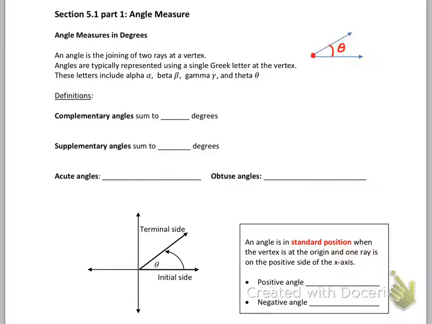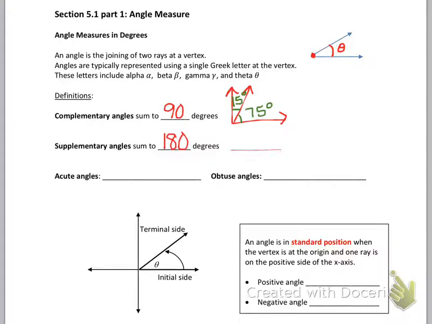So some definitions that might look familiar to you. The first one being complementary angles. They sum to 90 degrees. So if I drew a picture of that and it cut in the middle, I could have one that is 15 degrees and I could have another that's 75 degrees. Because when I add 15 and 75, I get 90. Supplementary angles add to give you 180 degrees.